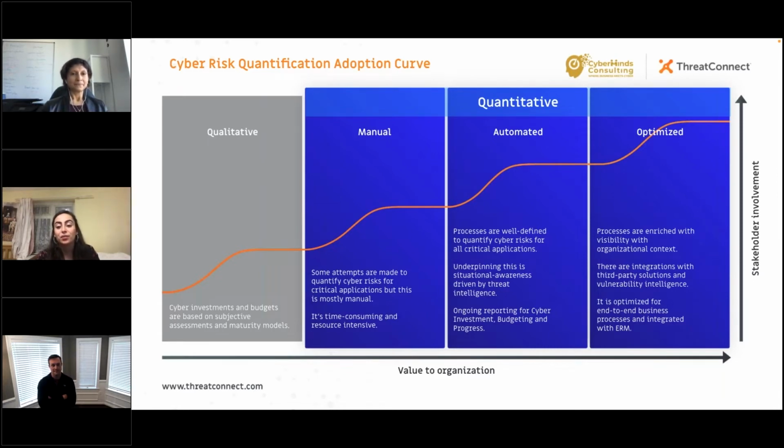I was going to say, it'd be interesting to know at this stage where the audience are currently at. But do you want to talk a little bit about optimized, or should we run the poll?